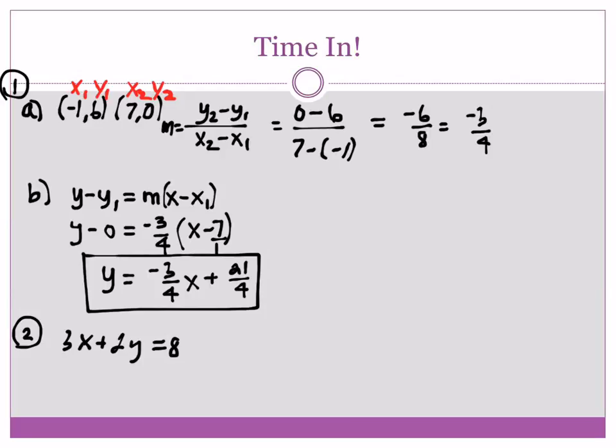So what do I have to do to put this in slope-intercept form? Move the 3x, right? So I'll subtract 3x from both sides. And then what? Have to divide by 2. Yep, I need the y alone, so I'll divide everything by 2, or each piece by 2 if you prefer to think about it that way. So this is y equals negative 3/2 x plus 4.